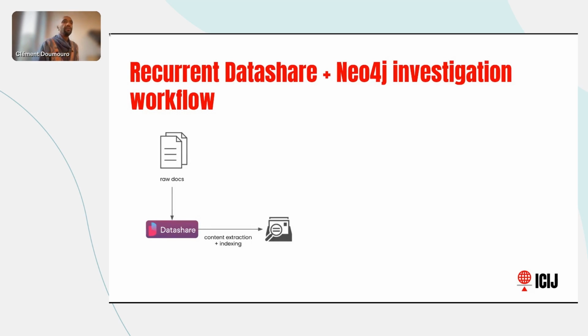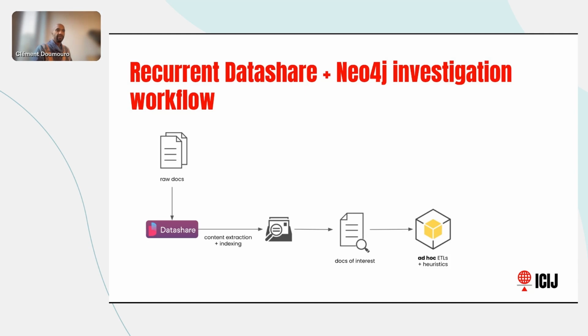So now that you know a little bit more about Datashare, I will tell you how we've successfully used it together with Neo4j. In 2016, during the Panama Papers, we received leaked documents coming from an offshore services provider. And among these 11.5 million documents, a small subset contained information about offshore shell companies and their shareholders. So what we did is to add this document to Datashare. And then our data journalist team was able to identify a subset of documents of interest, potentially containing information about companies' shareholders.